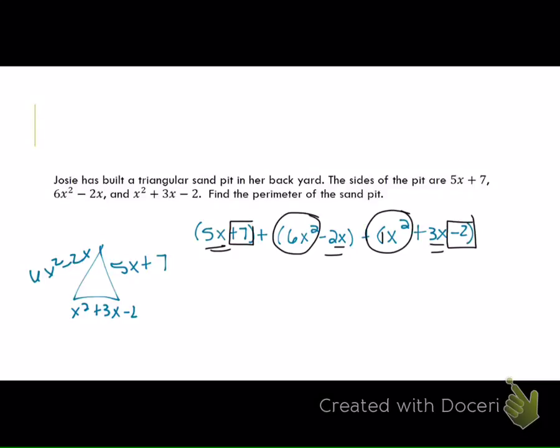Okay, I'm not going to line them up this time. I'm just going to add the like terms, and we're going to start with the x squared. So 6x squared plus 1x squared is... What's wrong? Okay, 6x squared plus 1x squared is... 5x minus 2x is... Plus 3x is... 7 minus 2 is... And there you go.